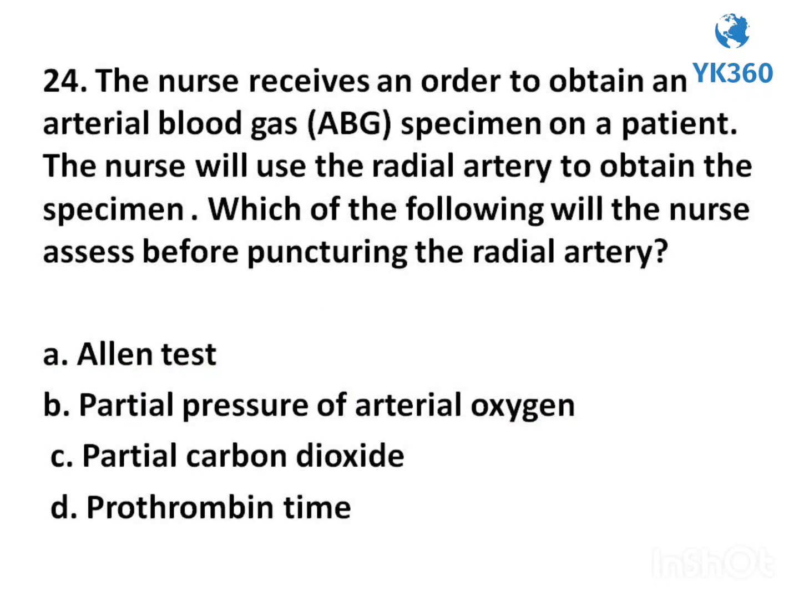Question number 24. The nurse receives an order to obtain an arterial blood gas, ABG, specimen on a patient. The nurse will use the radial artery to obtain the specimen. Which of the following will the nurse assess before puncturing the radial artery? The options are A. Allen test. B. Partial pressure of arterial oxygen. C. Partial carbon dioxide. D. Prothrombin time. Answer is option A. Allen test.